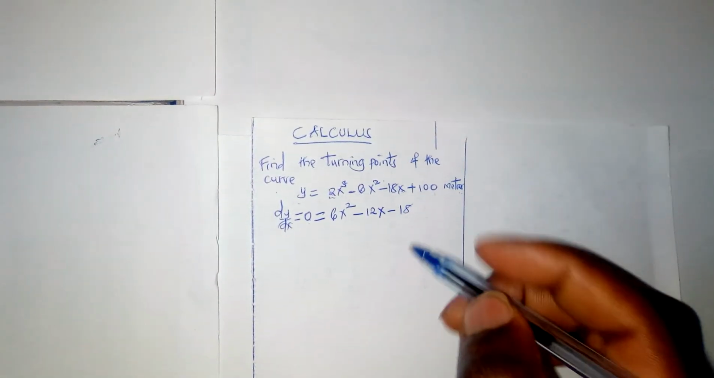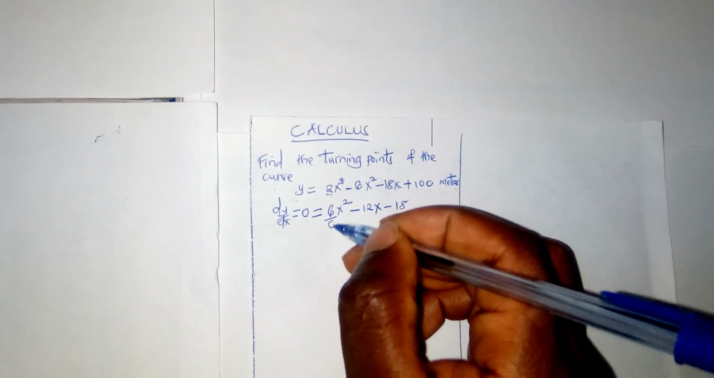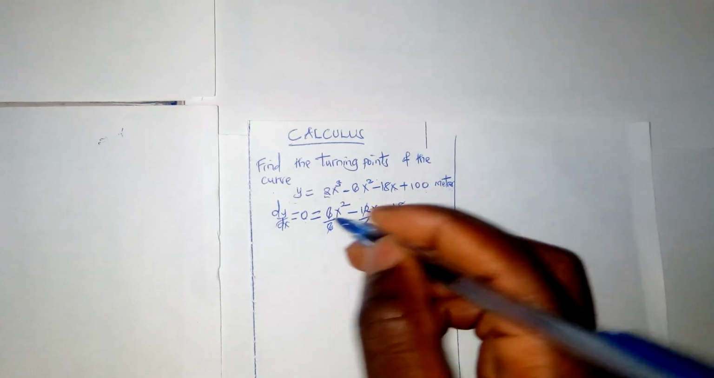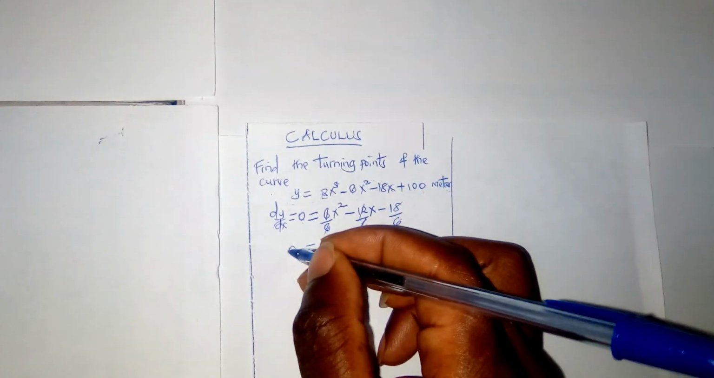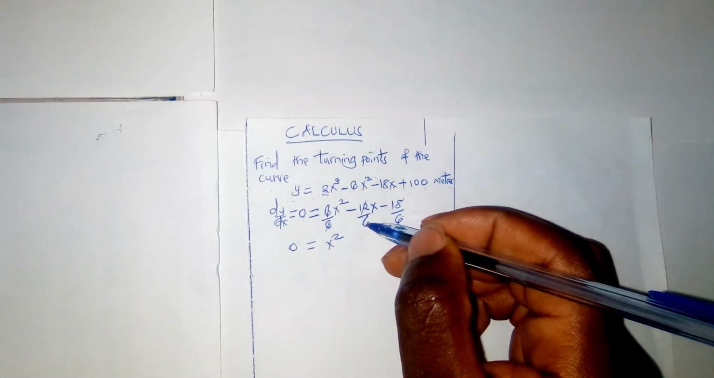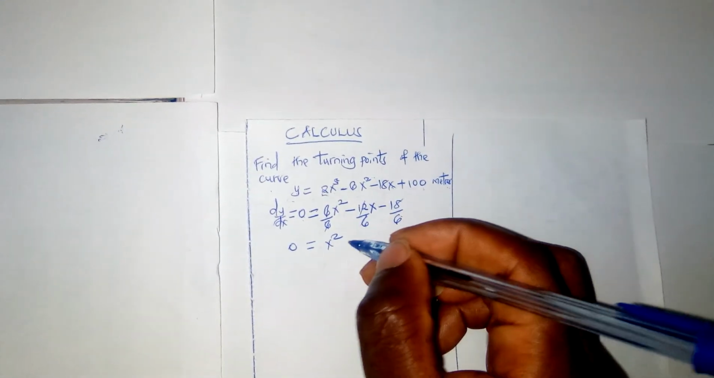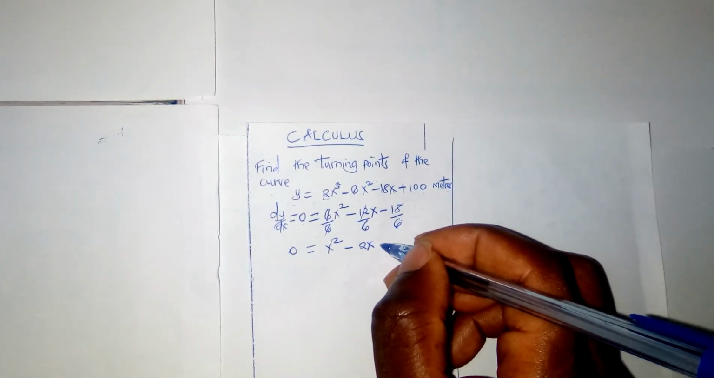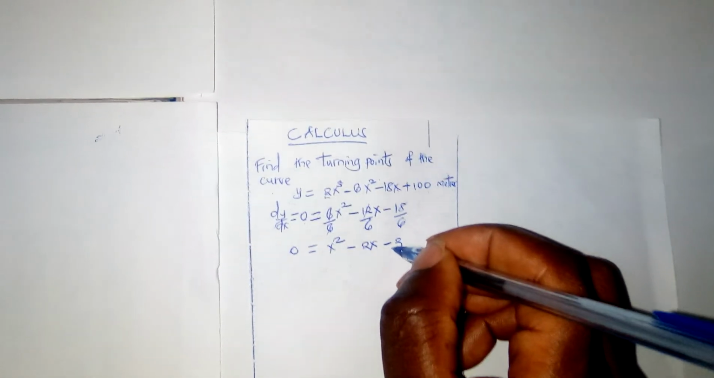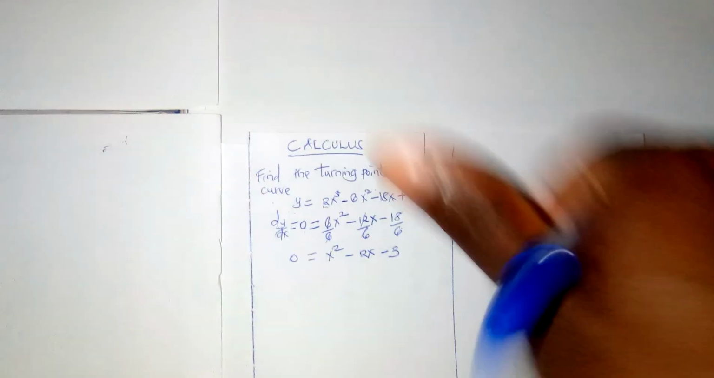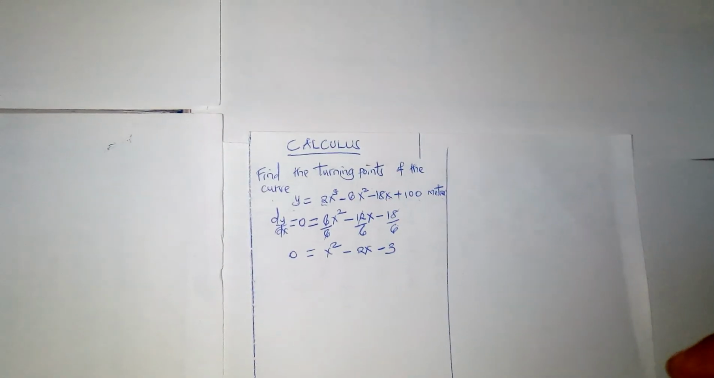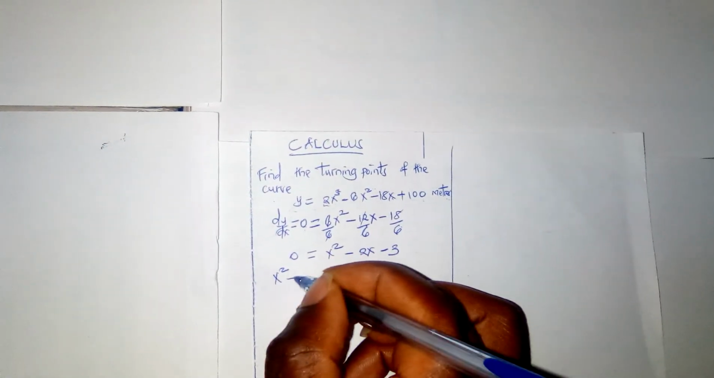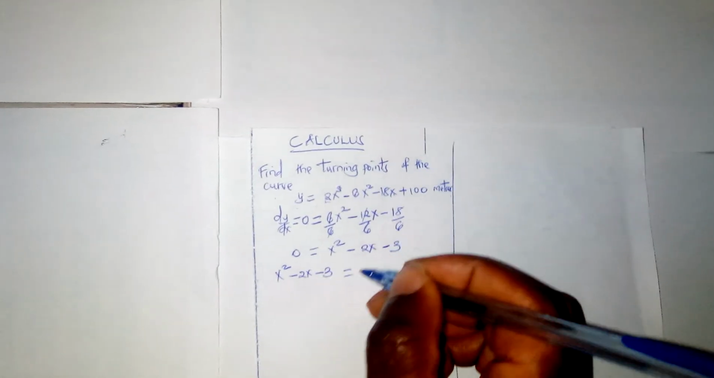Now, I can reduce this, because I can divide by 6, since 6 is common, and I shall be remaining with x squared. Remember, 0 is here because it's differentiated, so that will be 12 divided by 6, that is 2, so it will be minus 2x. Then 18 divided by 6 is 3, so it will be minus 3. Now I can rearrange it so that my 0 is on the other side of the equal sign, and the other content on this side. So it will be x squared minus 2x minus 3 equals 0.